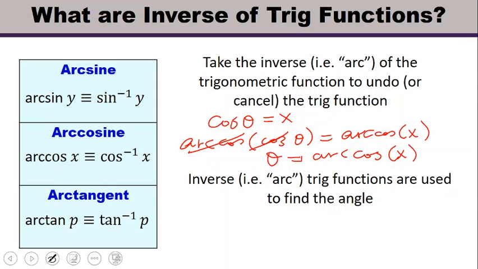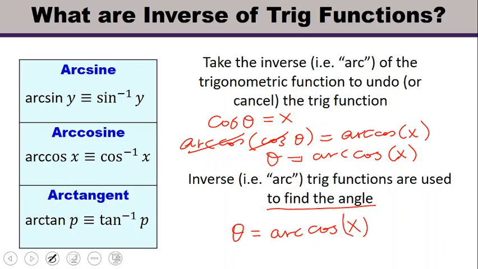So again, when I take the inverse trig function, we can use it to undo the trig function, okay? Why we are doing that is because we want to find the angle. So here now, theta will be the arccosine of this particular value x.